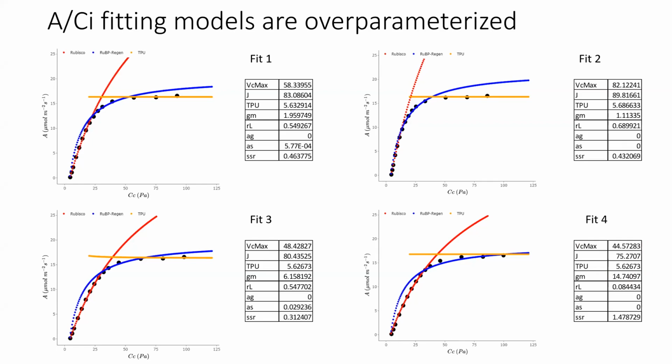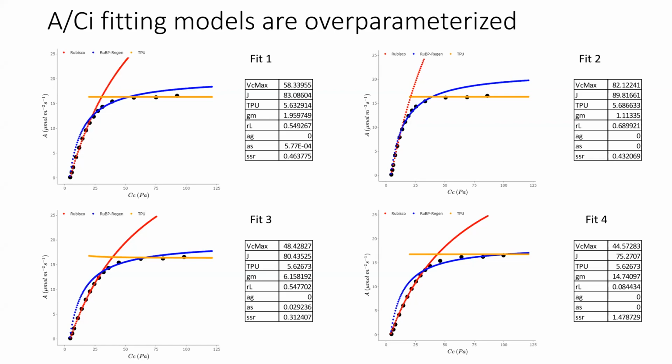So the moral of the story is you can fit your A/Ci curves many different ways and come up with extremely plausible looking fits where none of the fitting parameters, none of the results line up between the fits.